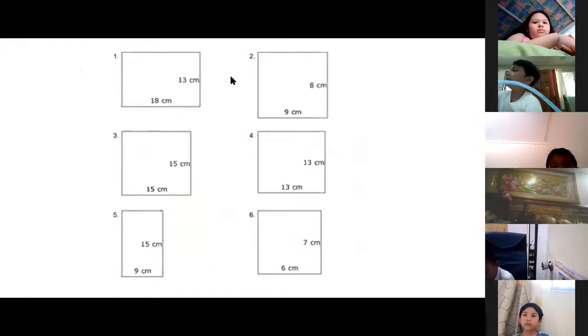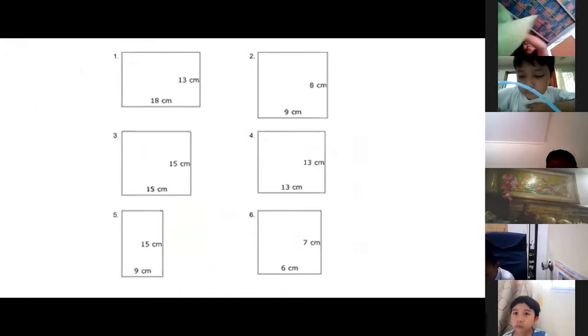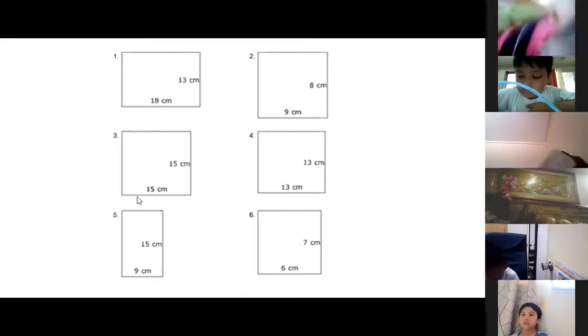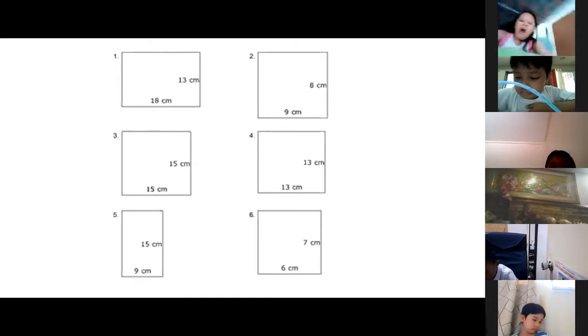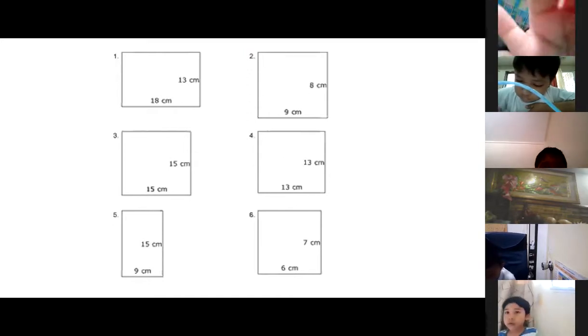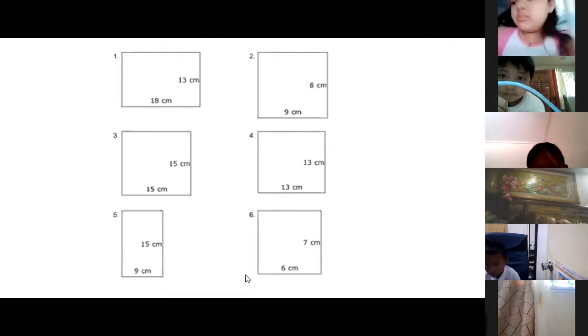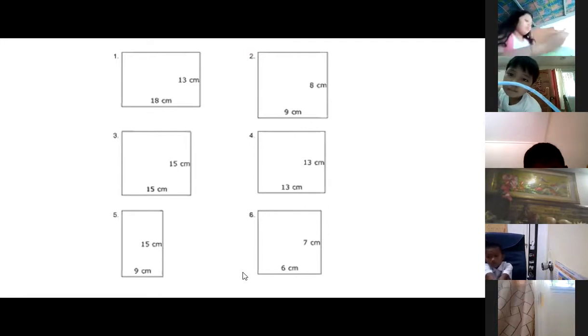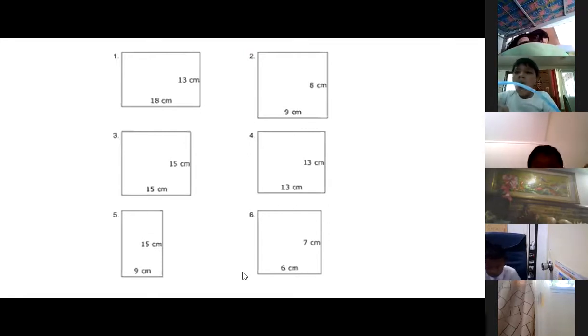So computing the perimeter. Okay. Number 21. Find the perimeter of the given shapes. Straight from 1 to 6. Okay. This one is easy for you, right?